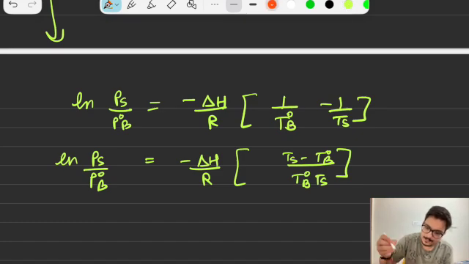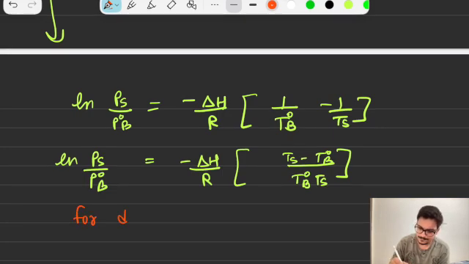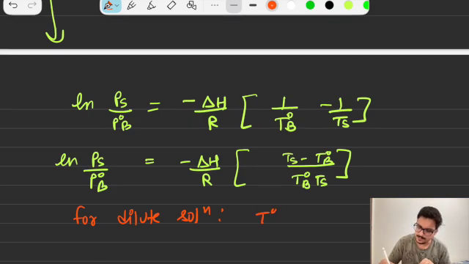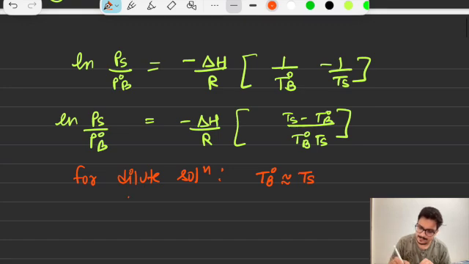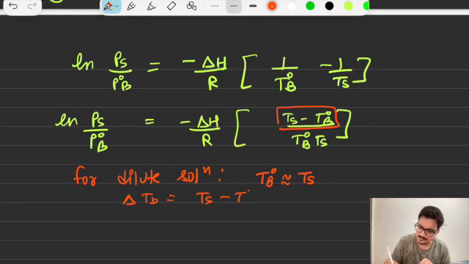Okay, so as we have assumed that our solution is dilute, you will see there is not much change in the boiling point of the solution. So we can write T naught B is approximately equal to Ts, and delta TB is basically this term. It denotes the elevation in boiling point, which is delta TB equals Ts minus T naught B.